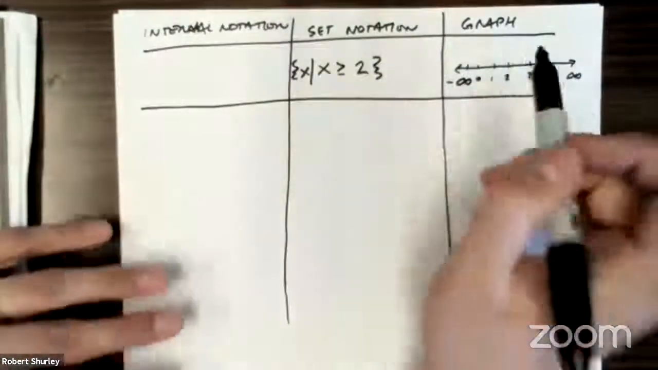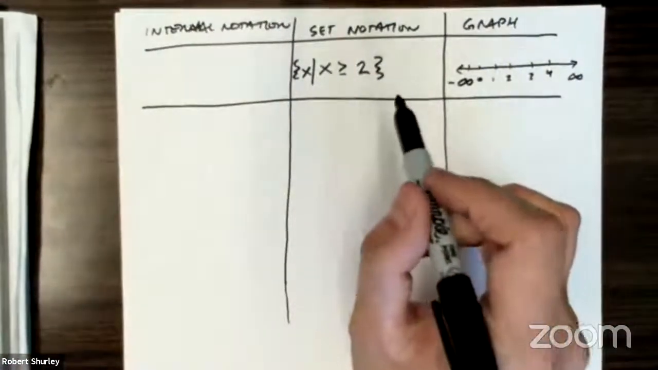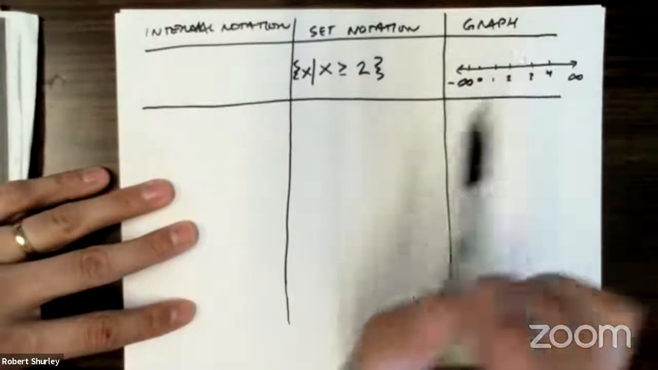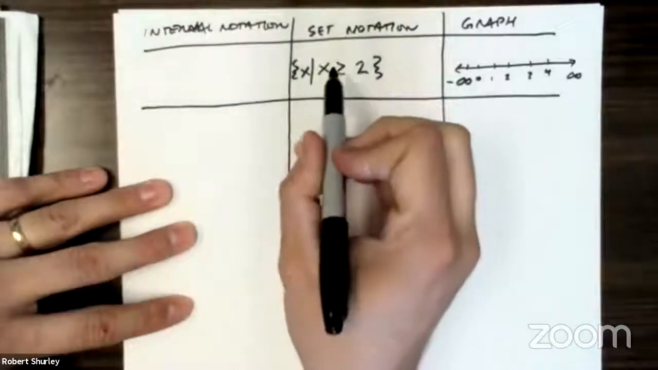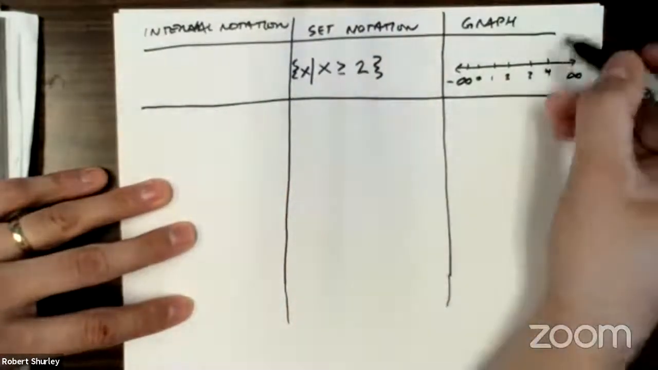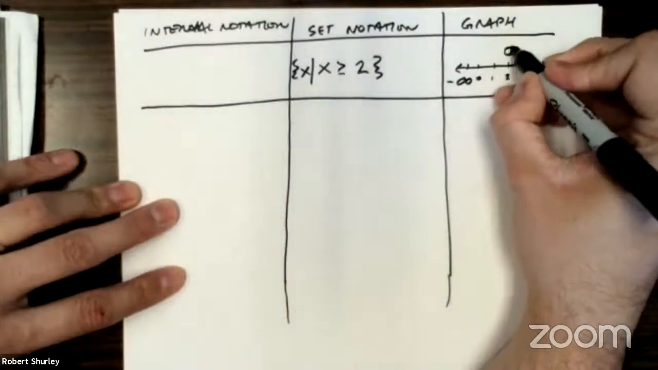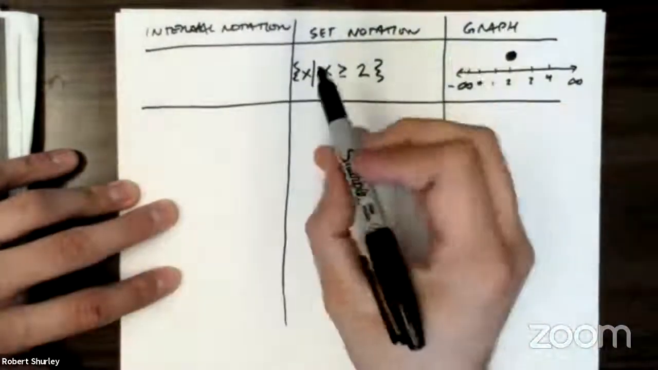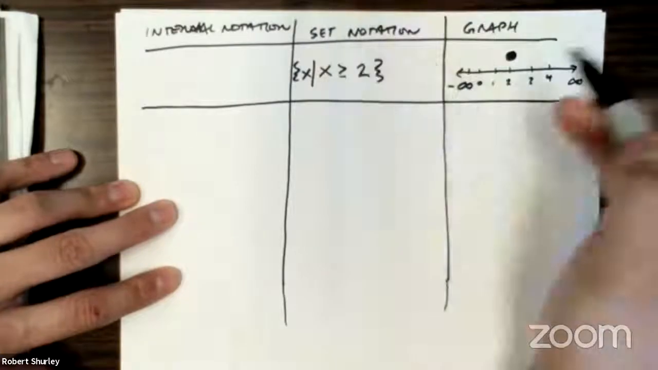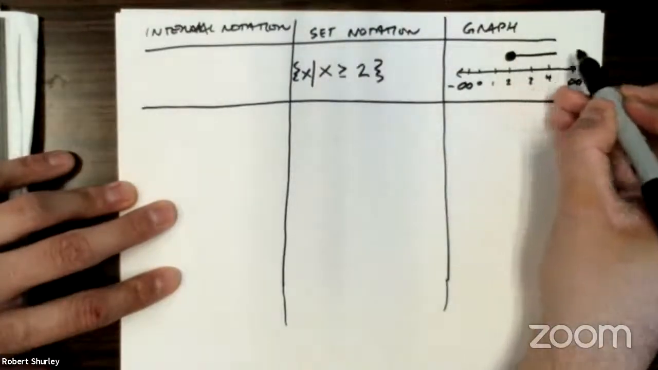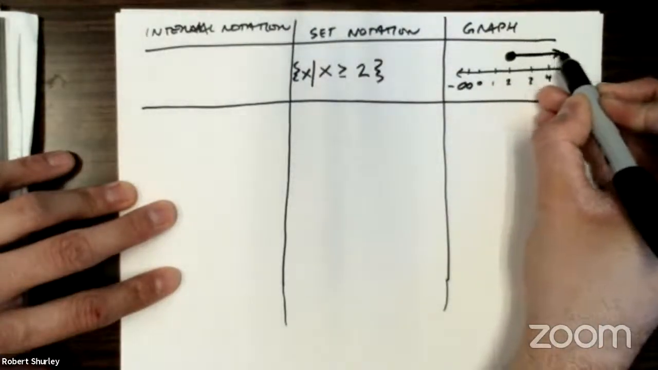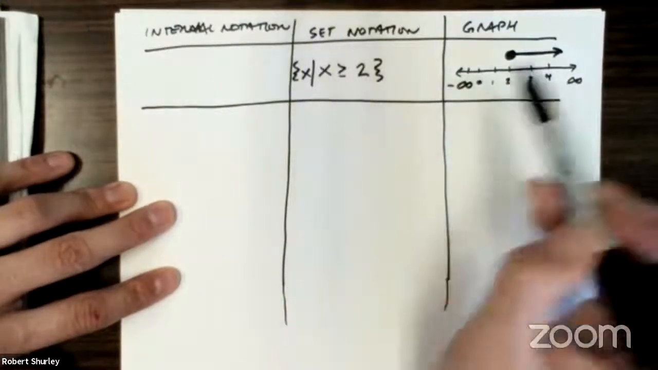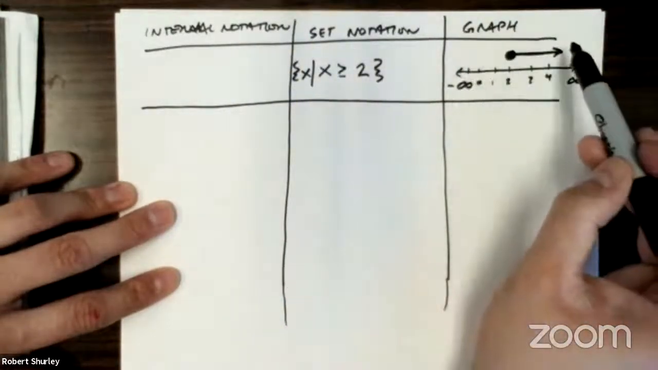Now, you probably learned this with closed and open circles. Your book uses brackets and parentheses. We'll get to that in a minute. Greater than or equal to meant you put a closed circle on the 2, right? Because we could be equal to it. And x can be anything greater than that. So x is going to be anything to the right. Okay, so this is how we would say this interval in set notation. This is how we would notate it on a graph.